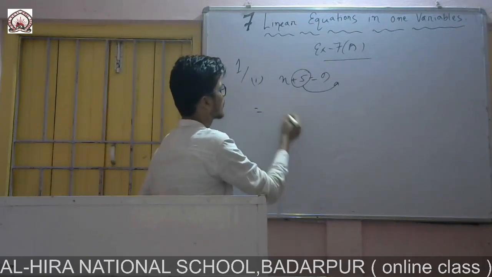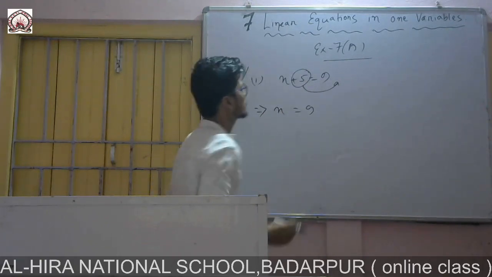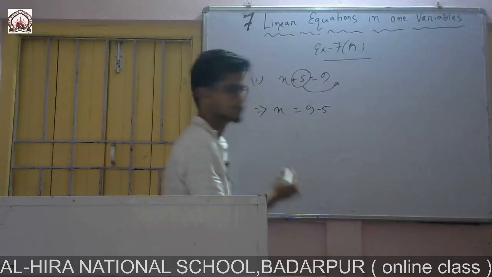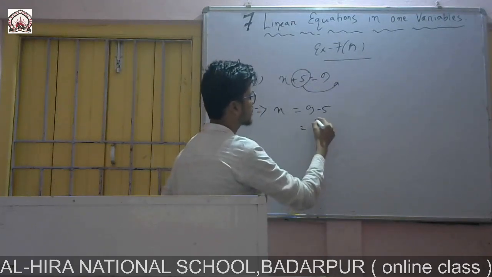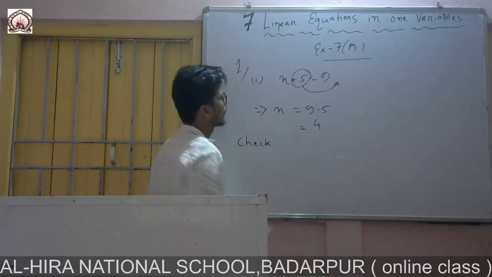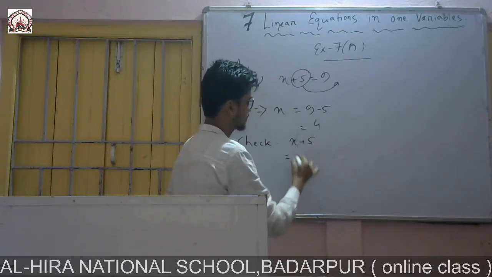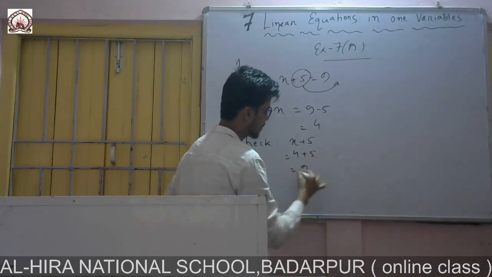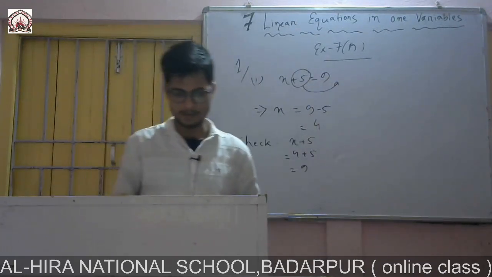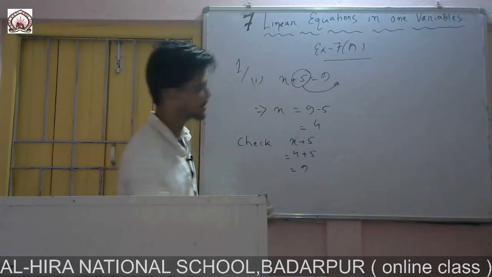So what I will do? Simply I will write, implies x equals 9, and it is plus 5. If I change the side, it will be minus 5. This is the rule of transposition. So 9 minus 5 is 4. Now you have to check. So you write x plus 5. What is the value of x? It is 4. 4 plus 5 is equal to 9. So this one is matching. That means it is correct.